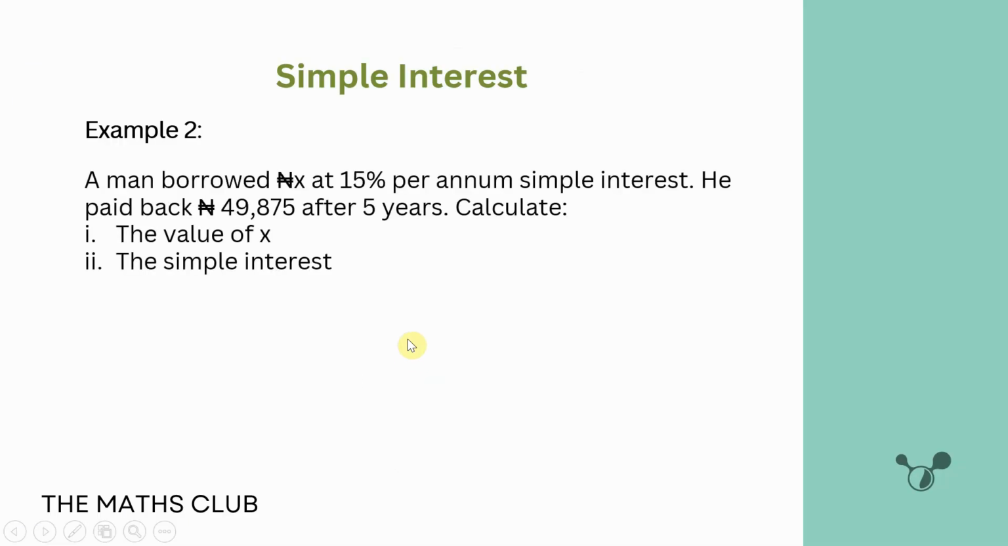This example says that a man borrowed X naira at 15% per annum simple interest. He paid back 49,875 after 5 years. Calculate the value of X and then the simple interest. I want you to pause the video and try this out yourself. Welcome back. Let's solve it together.